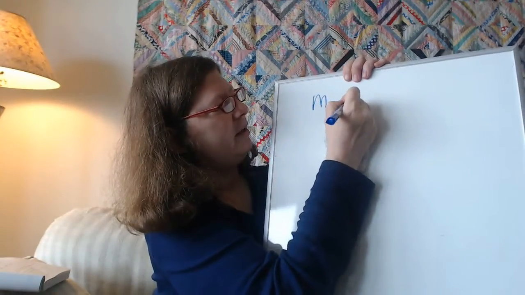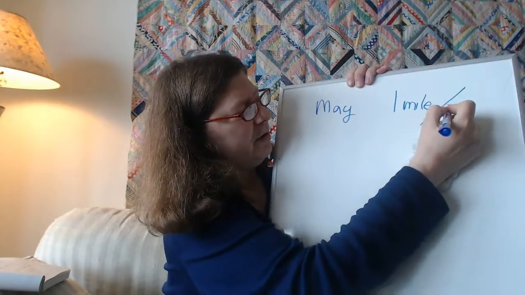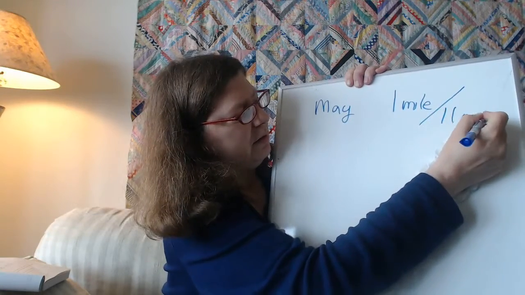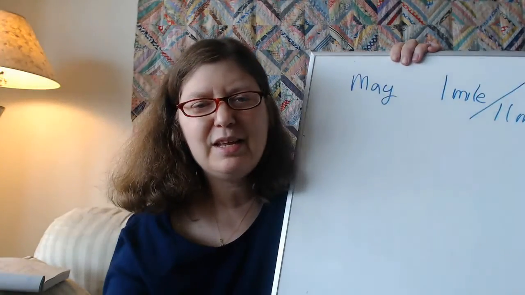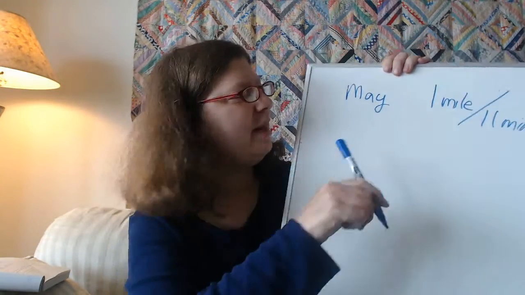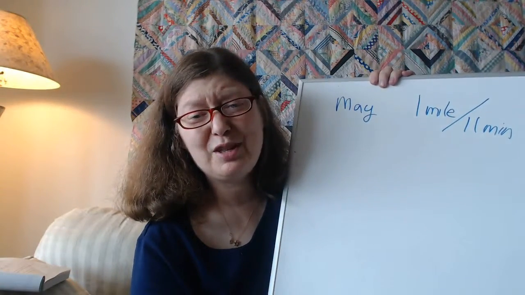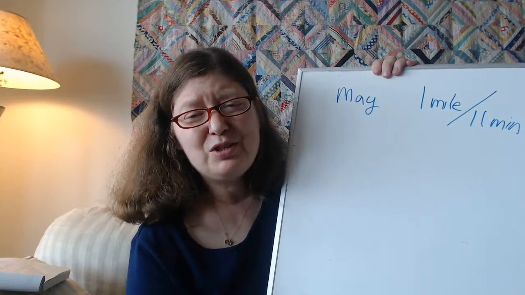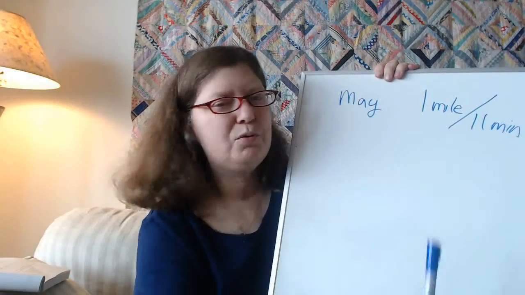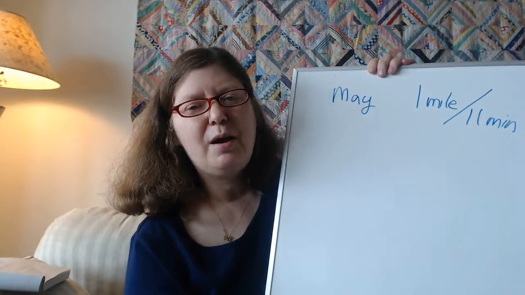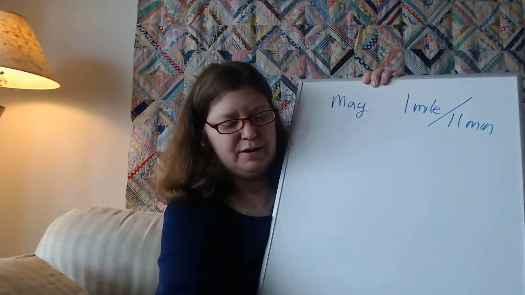May went 1 mile for every 11 minutes. Now, they expressed it as 1 mile for every 11 minutes, and I'm going to trust them that they need it in that form, 1 over 11 and not 11 over 1. I'm going to trust that they expressed the unit that way because that's ultimately how they need it, but 11 minutes per 1 mile is also fine too. I'm going to trust that they wrote it this way because later we're going to need it that way.